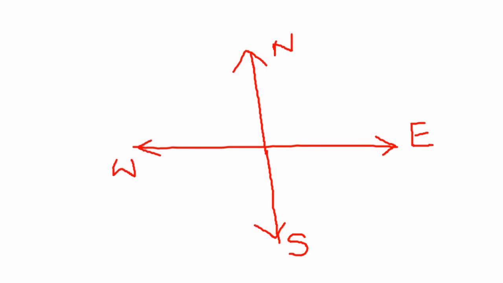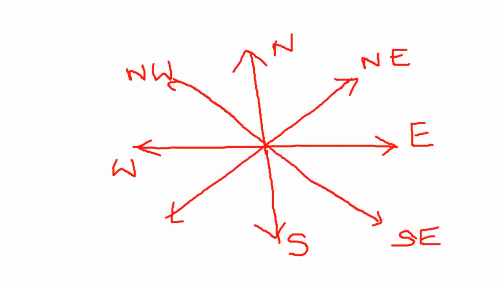And if you are facing north, your right will be east and left will be west. Now, in between two main directions, we have the cardinal directions. So, there are four cardinal directions. That is, between north and east is the northeast. Between north and west is the northwest. Between south and west is the southwest. And between south and east is the southeast.